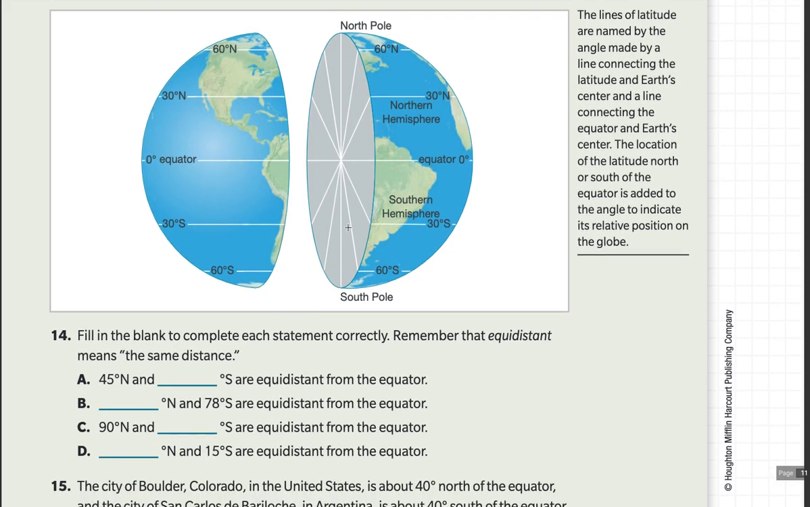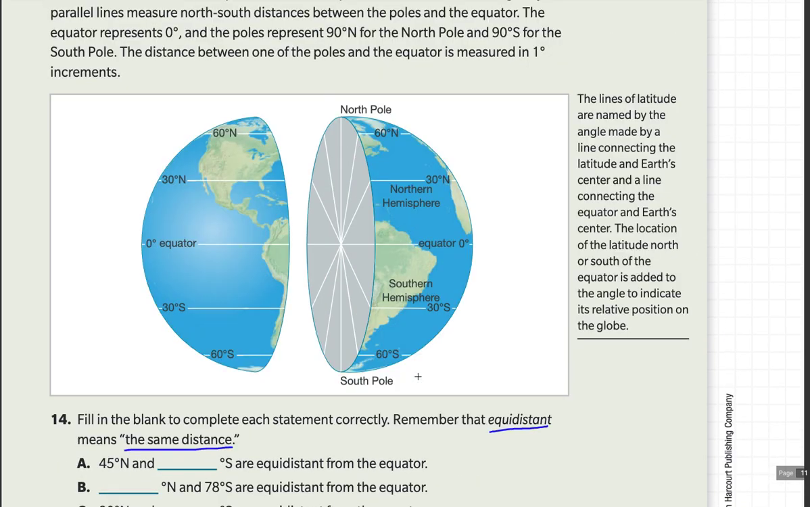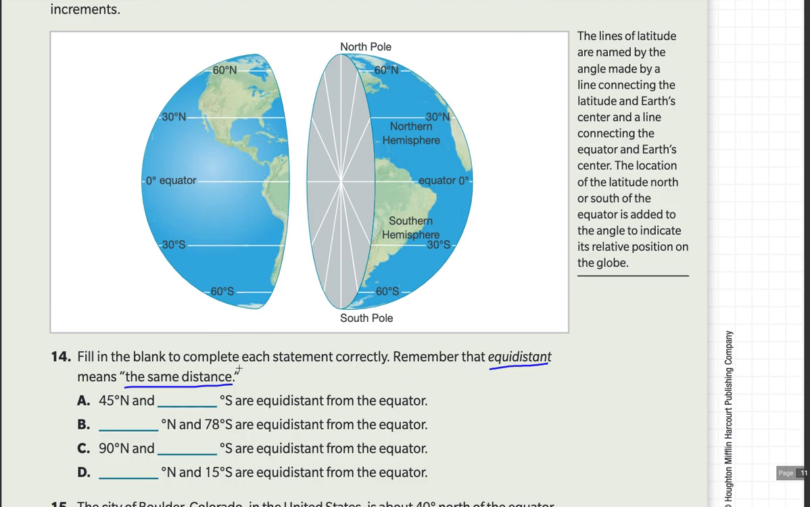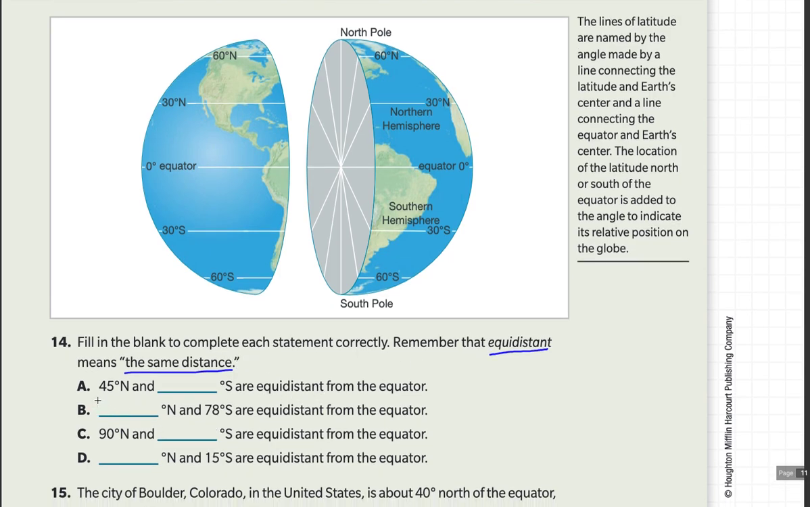Okay, and here we have some things about the hemispheres. Fill in the blank to complete each statement correctly. Remember that equidistant means same distance. Because it's equidistant, 45 degrees north and something south are equidistant from the equator. So same distance from the equator. What's the same? 45 degrees north is up here, right? It would be between 30 and 60. So it would be right here, going across like that.